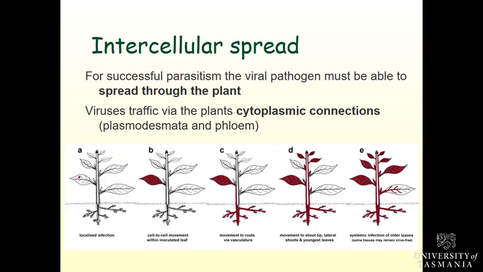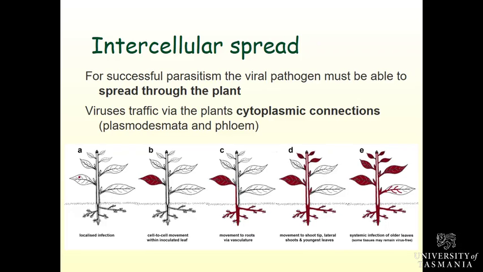So intercellular spread, we've already mentioned this. It actually moves between cells through the plasmodesmata, through these cytoplasmic connections, until it hits the vascular system, and then it scoots up and down the phloem. Why the phloem and not the xylem? Anyone got an idea? What's the difference between the phloem and the xylem of a plant?